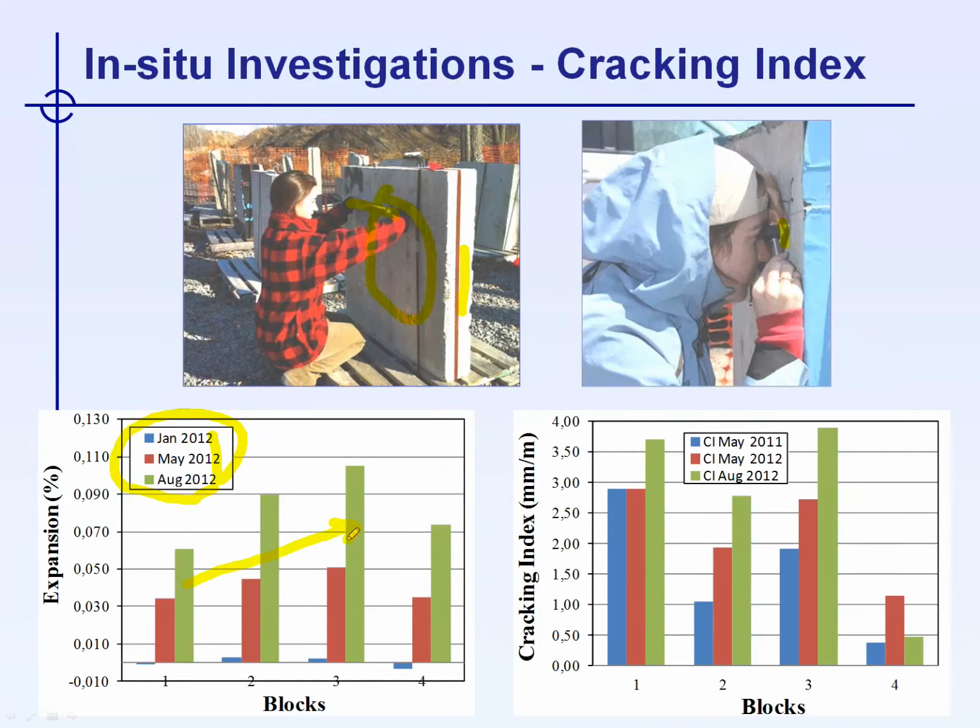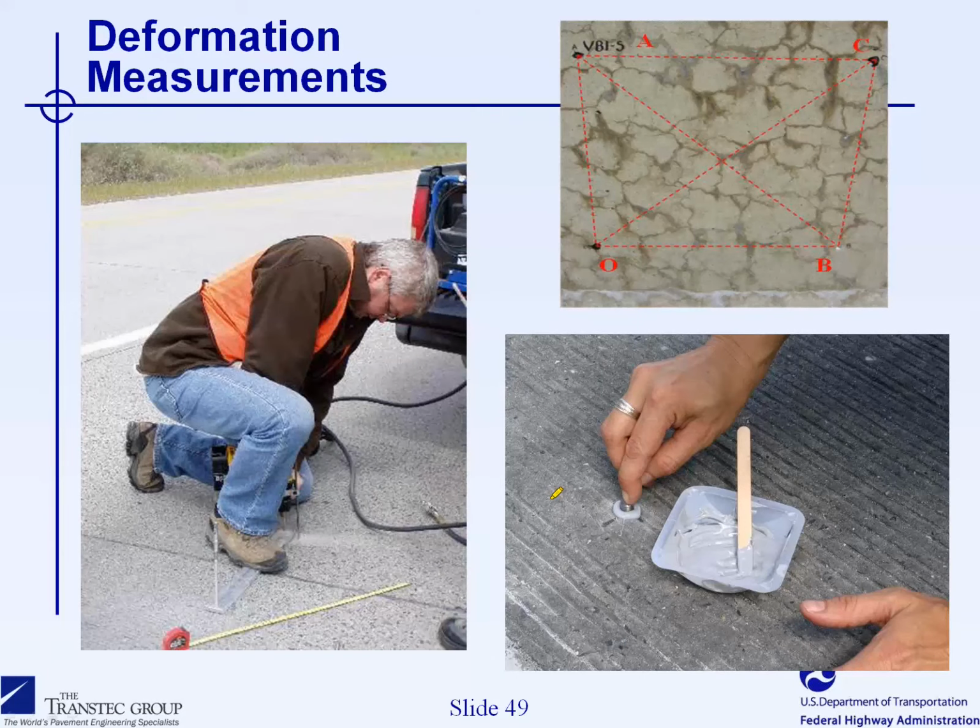You can see that during the 1-year period of testing, the expansion is actually increasing, and at the same time you see also that the cracking index is increasing similarly to expansion. So this confirms that the determination of cracking index could be a very useful tool to evaluate the progress of expansion in concrete structure affected by different mechanisms. In this case, it's another type of aggregate-related problem.